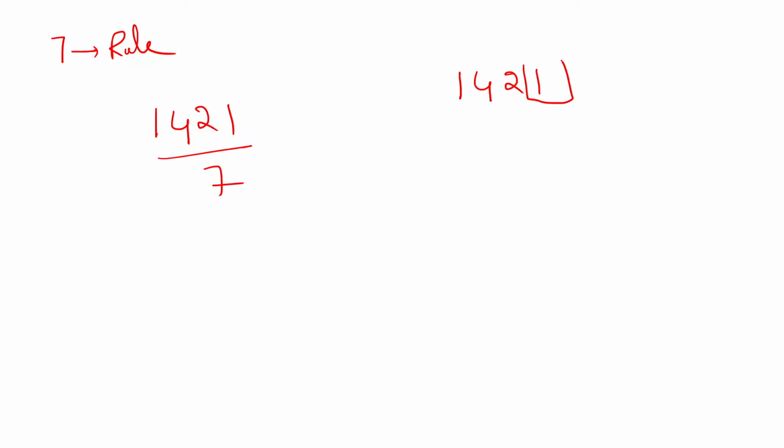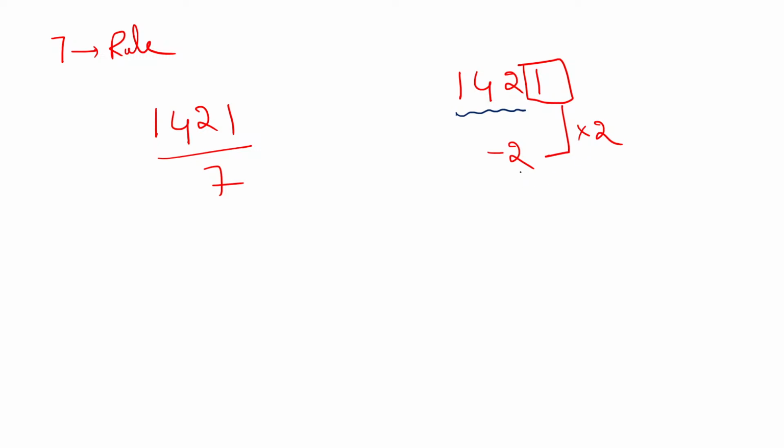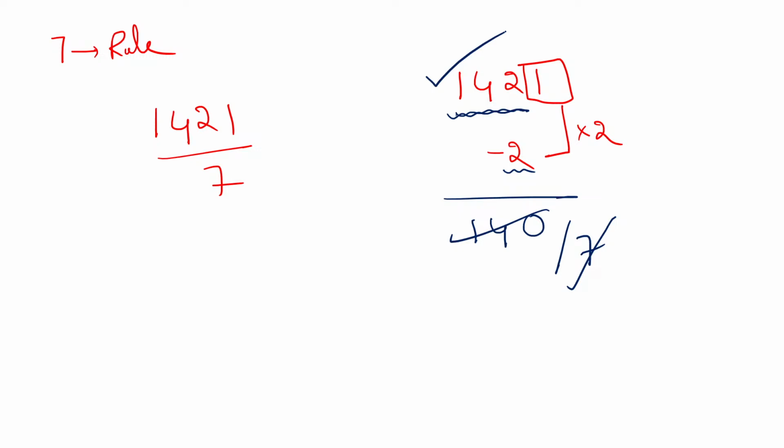The rule for 7. I want to check whether this number is divisible by 7 or not. For that, what you need to do here is take the last digit in the number, the units place number, and multiply it by 2. I mean, double the last digit and subtract that doubled number from the remaining digits. If the answer after subtracting is divisible by 7, then the number will also be divisible by 7. I am going to repeat once again.